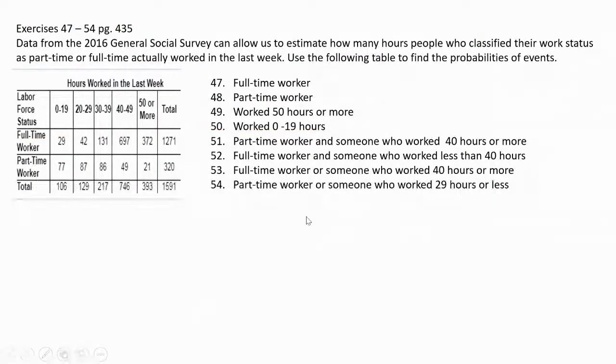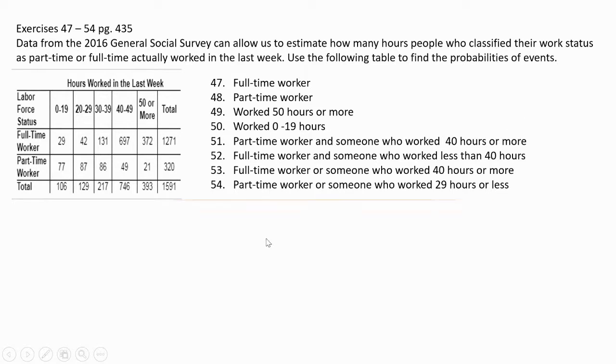Okay, now this is exercise 47 to 54 on page 435. This is the data from the 2016 General Social Survey, which can allow us to estimate how many hours people who classify their work status as part-time or full-time actually worked in the last week. Use the following table to find the probabilities of the events.